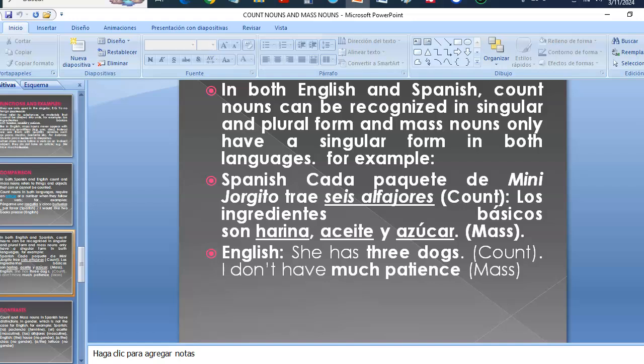Moving to English, we have "She has 3 dogs," in which dogs has an S suffix at the end, therefore it is considered a countable noun. Whereas in "I don't have much patience," patience is in singular, but because it is an abstract idea, it is a mass noun.